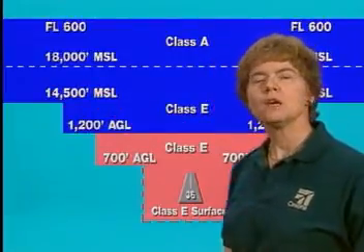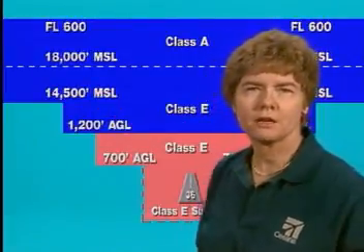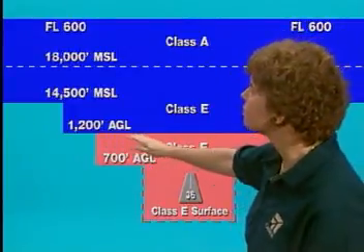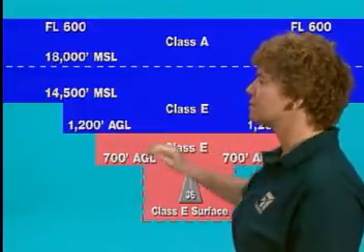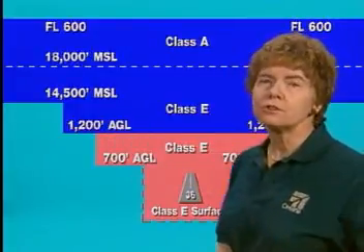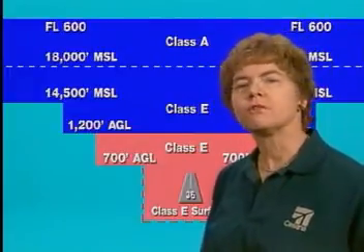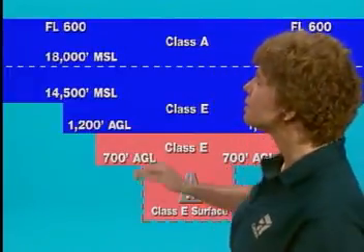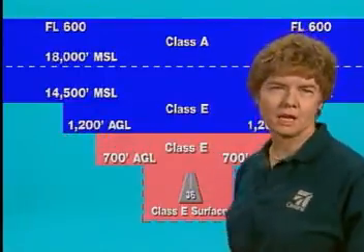Now, sometimes you'll see the fuzzy side of the blue, and the fuzzy side of the blue in general means that the floor of controlled airspace is 1,200 feet AGL. But remember, in the eastern U.S., you will not see the fuzzy side of the blue. You'll just take it as a given that the floor of controlled airspace is 1,200 feet AGL. If you do see a fuzzy side of the blue with a different number, that tells you that the floor of controlled airspace is higher than the normal 1,200 feet AGL.